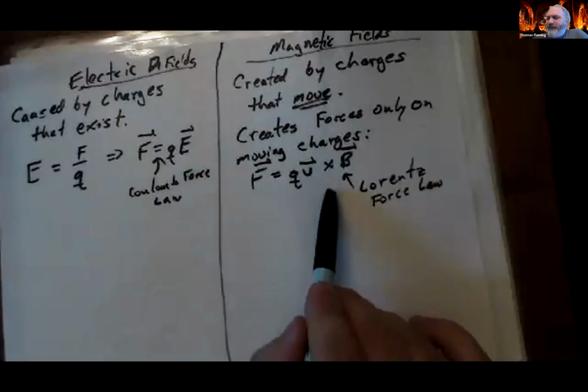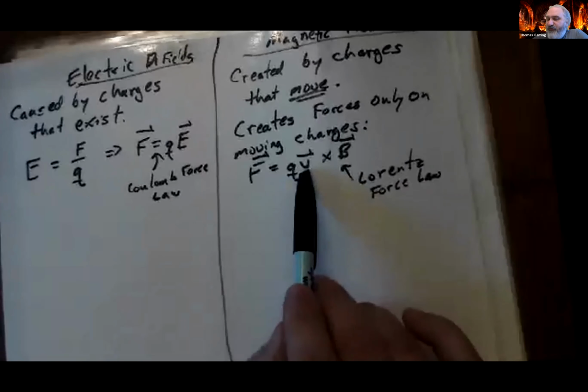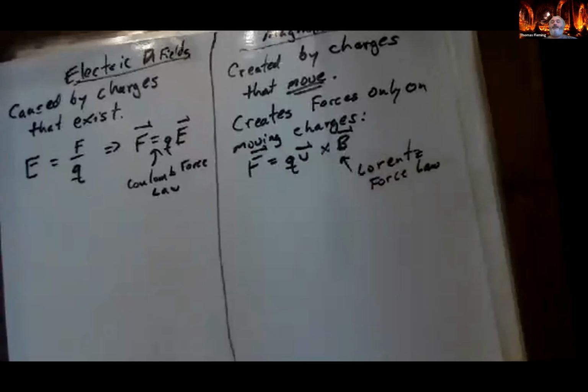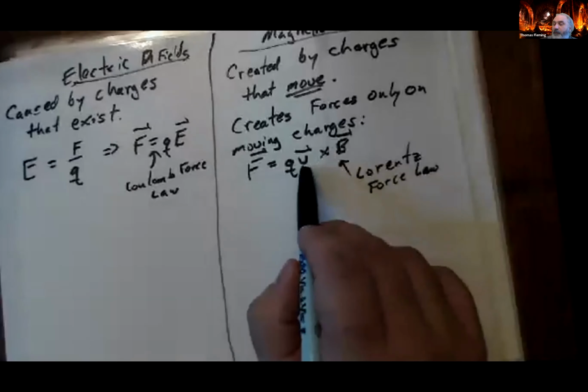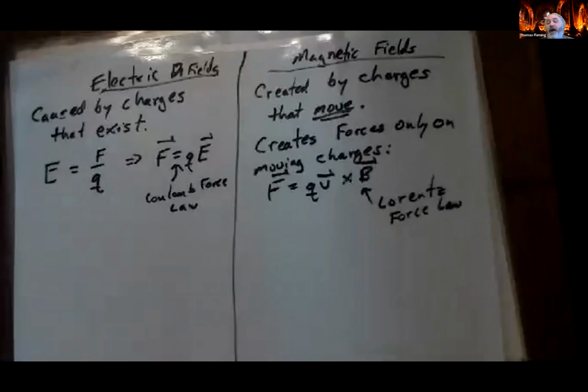This, though, you'll notice that to get the force here, I've got to multiply a velocity vector times a magnetic field vector. And that means that I have to remember how to multiply two vectors and get another vector. That's what the x represents, is when I'm multiplying two vectors and getting a third vector as my product. It's called a cross product, and we've seen it before. We saw it back in chapter 9 last semester. So I'm going to pull this aside for a second and remind you how cross products work.